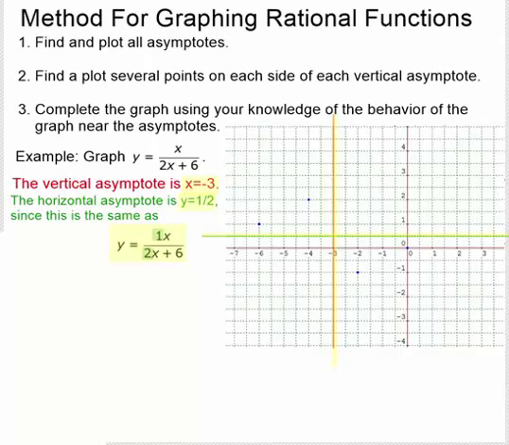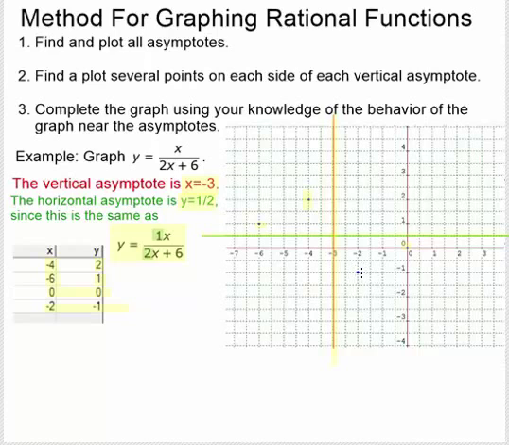And now we find some more points. I only have 4 points here. When x is negative 4, y is negative 4 over negative 2, which is positive 2. And that's this point right here. When x is negative 6, we have negative 6 over negative 6, which is positive 1, which is this point right here. And when x is 0, y is 0. That's easy enough, right at the origin. And then when x is negative 2, y is negative 2 over positive 2, which is negative 1. And that's this point right here.